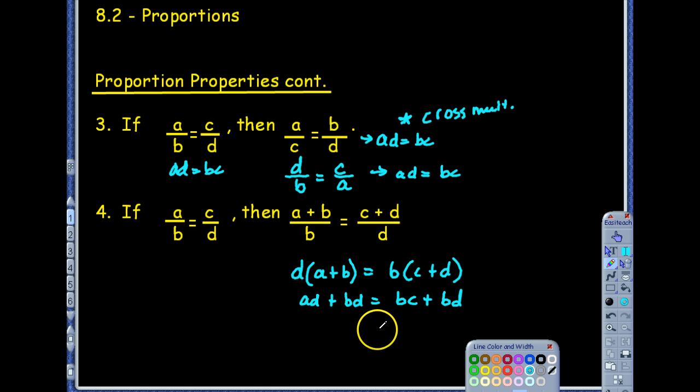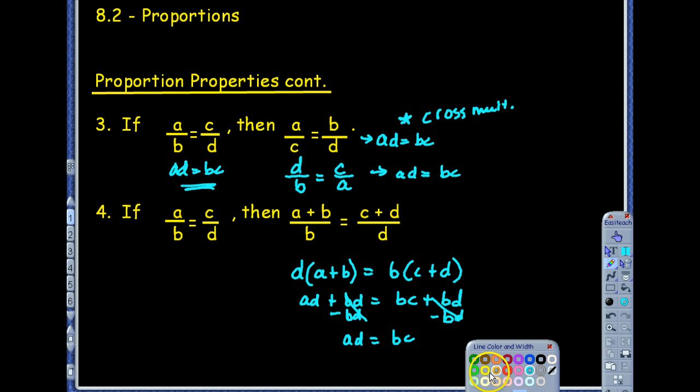Oh, okay. I see a BD on both sides. So if I use that SPO, that subtraction property of equality, I'm left with AD equals BC. Which is what you get when you cross multiply, because these were the same. Wow, that's kind of interesting that if I just add the denominator of the fraction to its numerator on both of those fractions, they're congruent. They're the same, exactly.